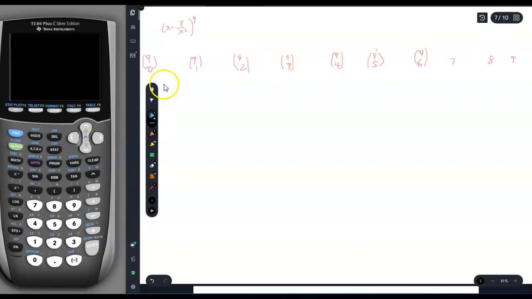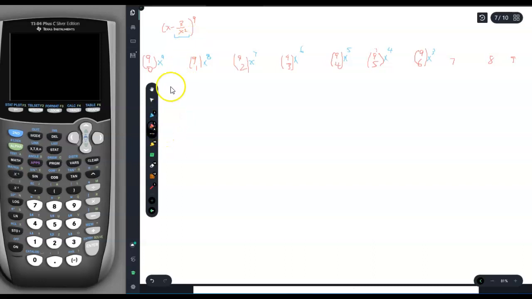Let's change the color. Now what we're going to do is put all the x terms, and we're going to start counting from 9 down, right? So x to the 9th, x to the 8th, x to the 7th, x to the 6th, x to the 5th, x to the 4th, x to the 3rd. Maybe we don't need to go all the way. Okay, and then let's do the b term. The b term is negative 3 over x squared, to the 9th.